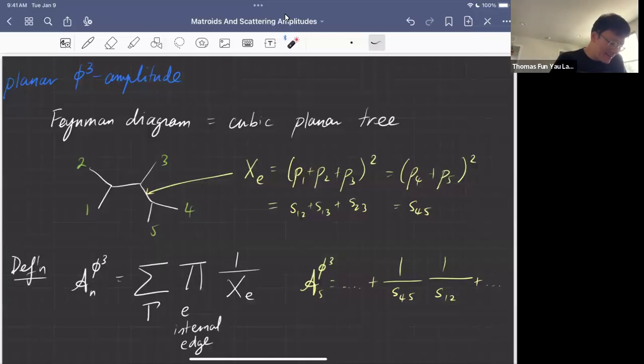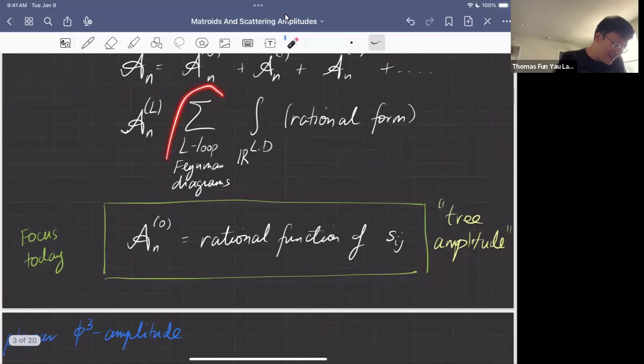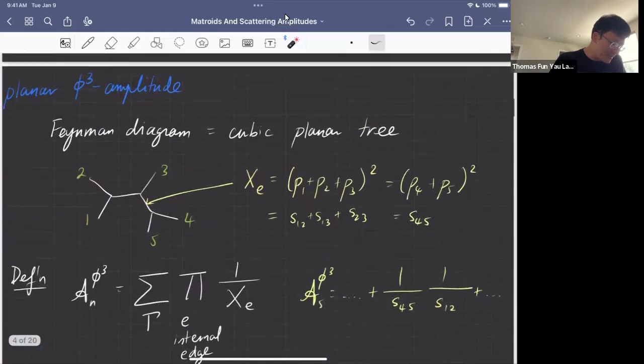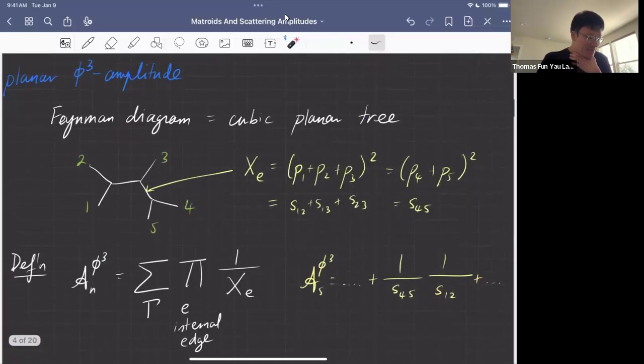And in this case, the summation here is over cubic graphs. And the first term of the asymptotic expansion is a summation over cubic planar trees.